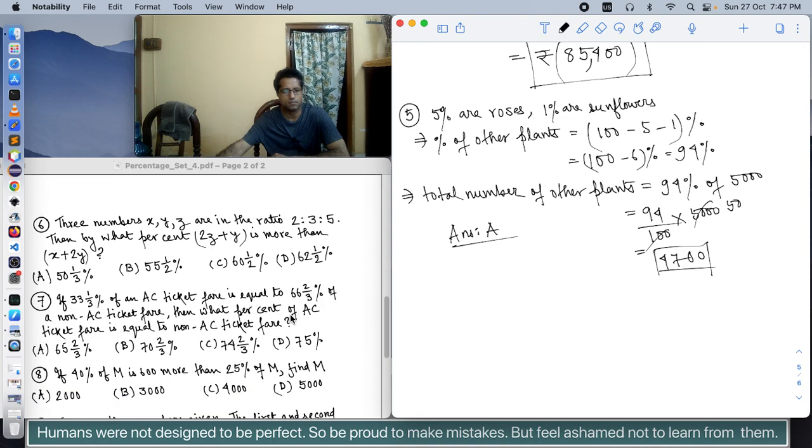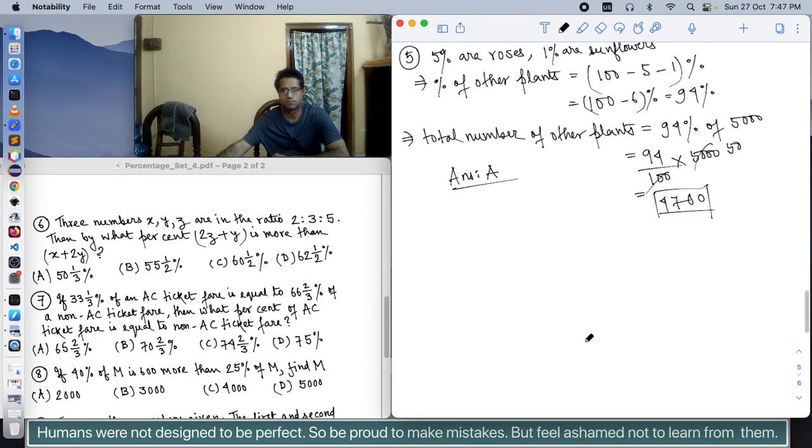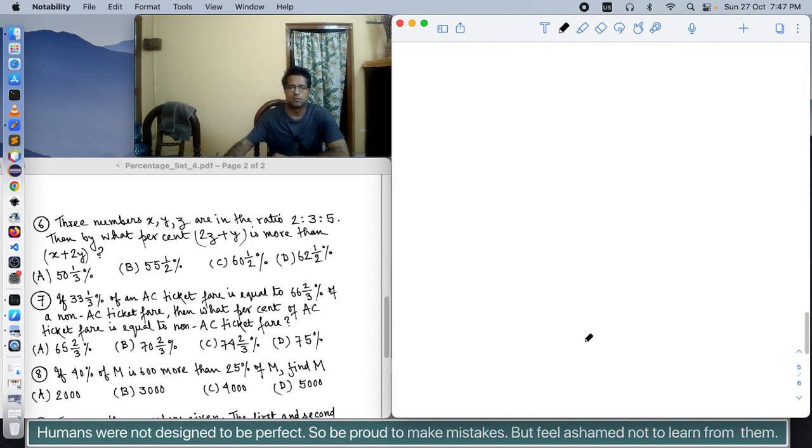Let's do question number 6. Three numbers x, y, z are in the ratio 2:3:5. Then by what percent is 2z plus y more than x plus 2y?